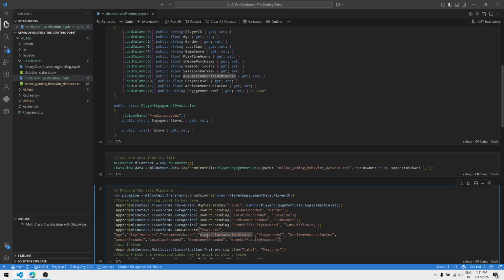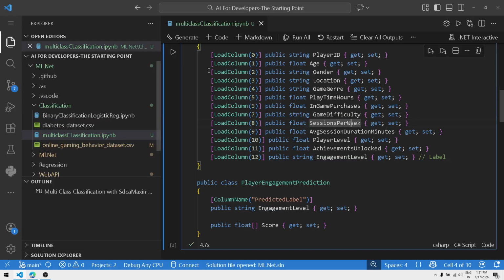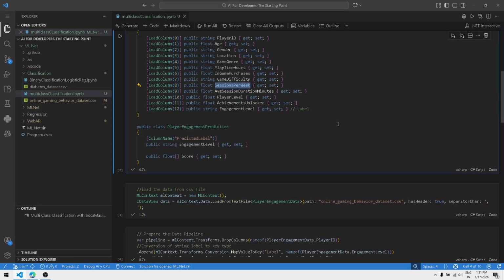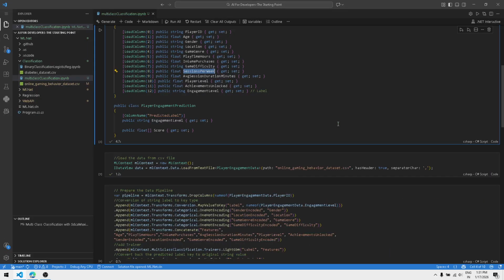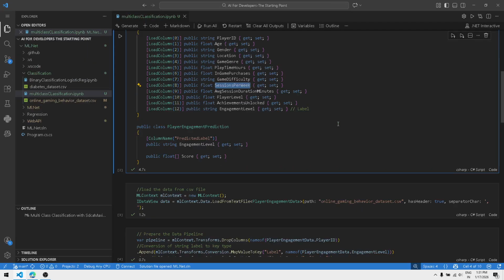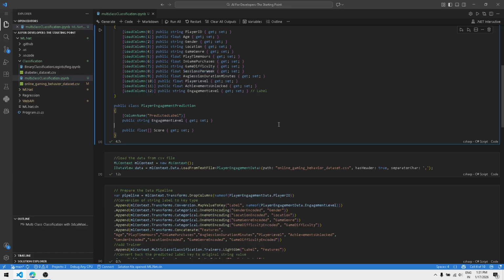Game difficulty is string, fine. Session per week was not added. Oh my god, this is the bigger challenge, guys. You can see session per week, that's the deciding factor for your pipeline. So minor mistakes can create bigger deviation. Can you see the problem that happened in our result?